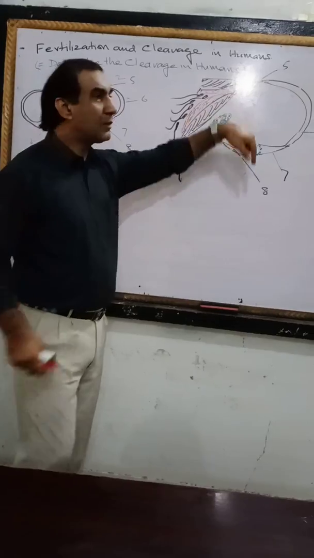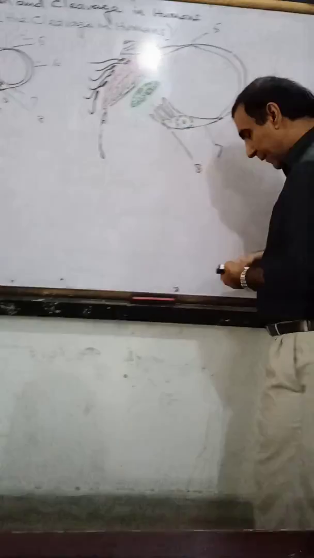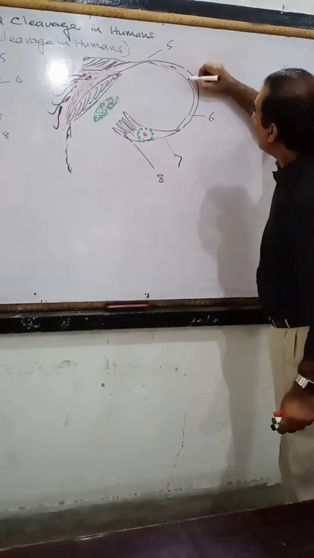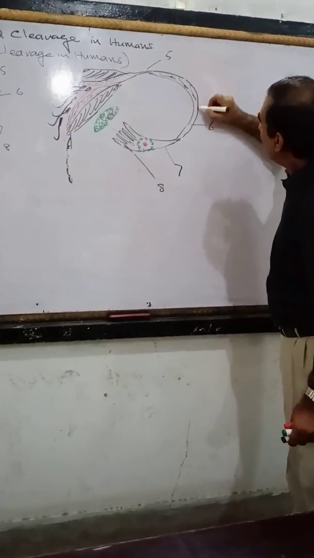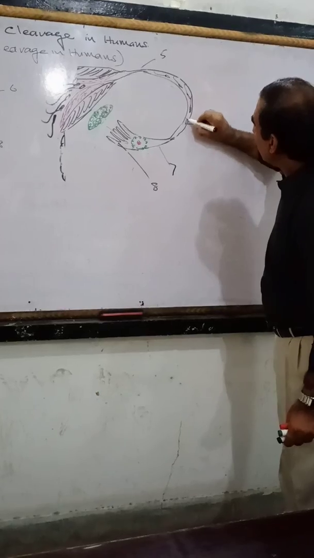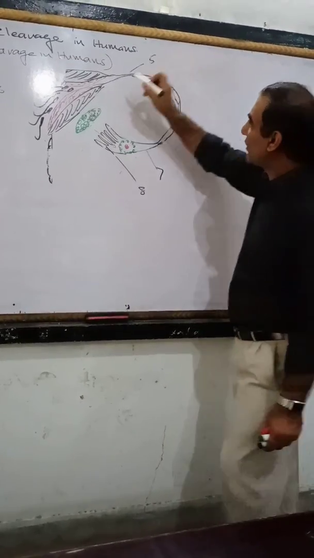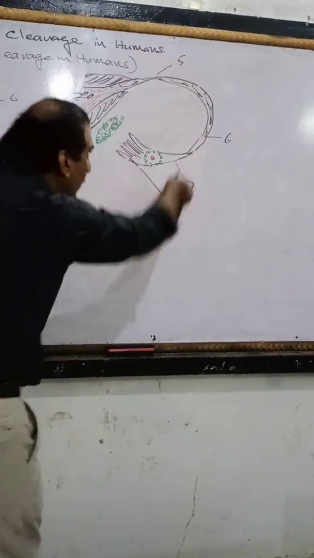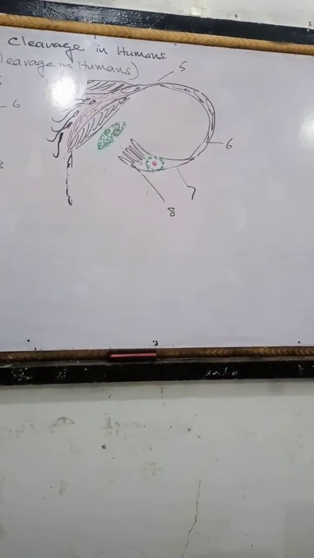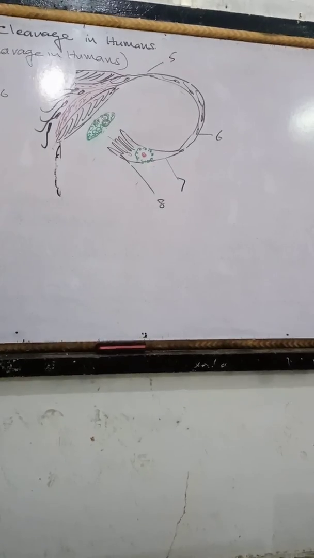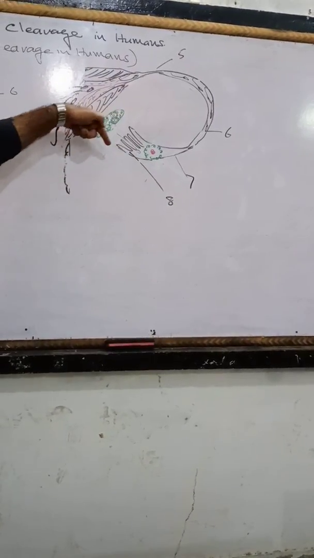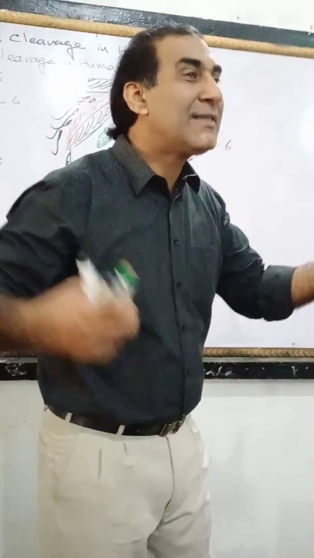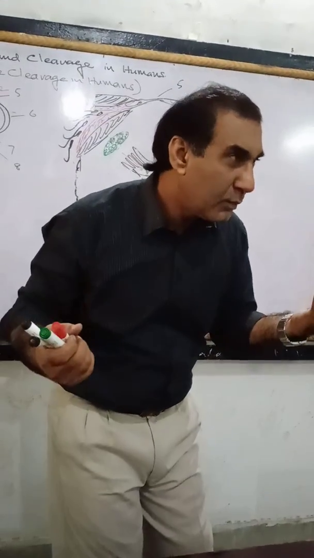Now these sperms will move from here to here. The orientation of their head shows what? They are moving to this side. You can understand, they are headed towards the one they want to find. That is the ovum.